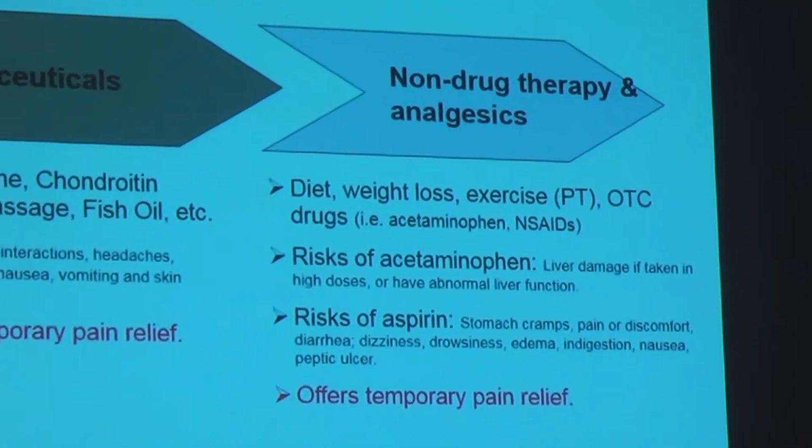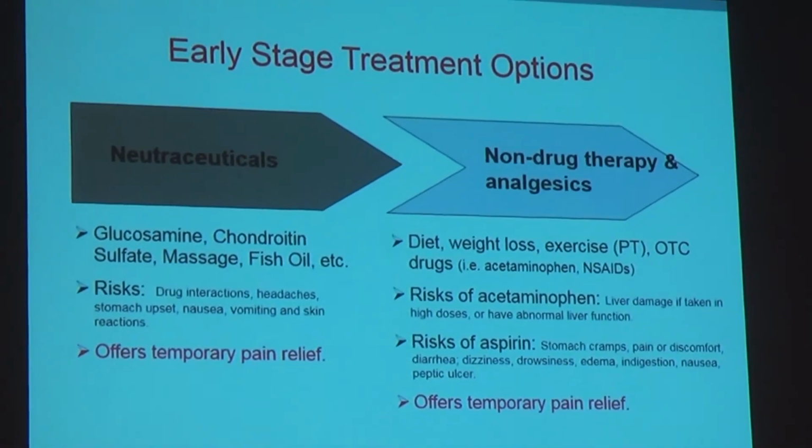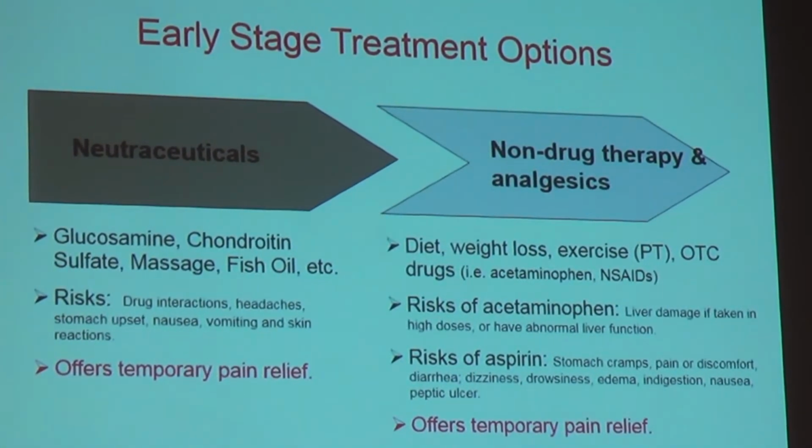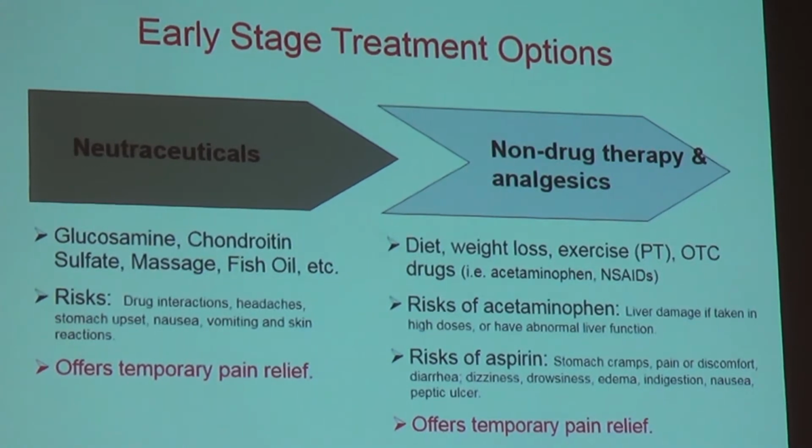And then there are a number of over-the-counter drugs or medications that can be helpful. These include things like Tylenol and NSAIDs, or anti-inflammatory medications. Common ones are ibuprofen and Aleve. In general, these medications are very safe, but again, any medication can have side effects. Tylenol at very high doses can cause liver problems. And then aspirin or other anti-inflammatory medications can cause GI or stomach problems, and also kidney problems, particularly if it's high doses and prolonged periods of time. Again, these therapies are helpful to provide temporary pain relief.